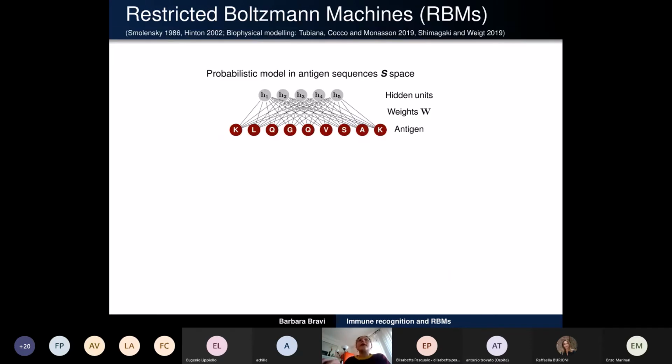So to infer this landscape, I resorted, as the title said, to a machine learning scheme, the restricted Boltzmann machines, here with the acronym RBM, that actually received attention quite recently, also in the context of protein biophysical modeling, thanks also to the work of my collaborators. So the model itself is defined by this two layers architecture. It consists of a layer of so-called observed units that actually stand for the residues of the antigen sequences we want to model, connected to a layer of hidden units by a set of connections that are called weights.